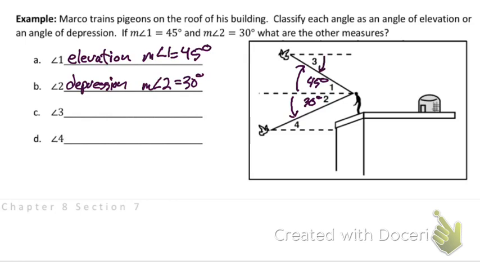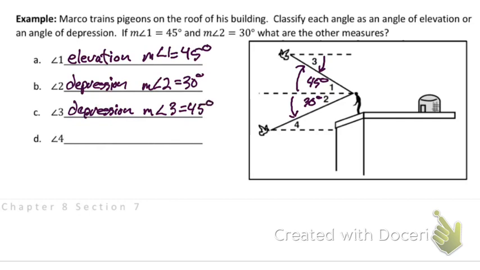If you look at angle 3, that is that bird looking down at Marco. It goes from the horizontal downward. So angle 3 is depression. And not only is it depression, we actually know the measure of it. If we look at angle 3 and angle 1, those are alternate interiors. So angle 3 and angle 1 must be the same measure. So the measure of angle 3 must equal measure of angle 1, which equals 45 degrees.